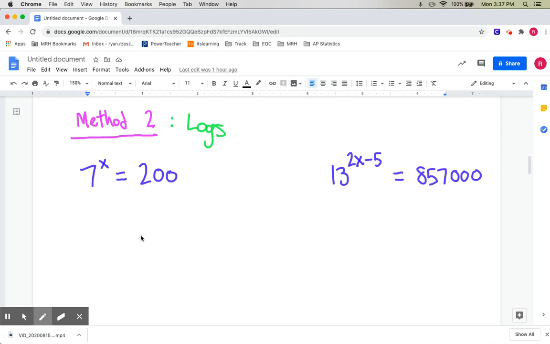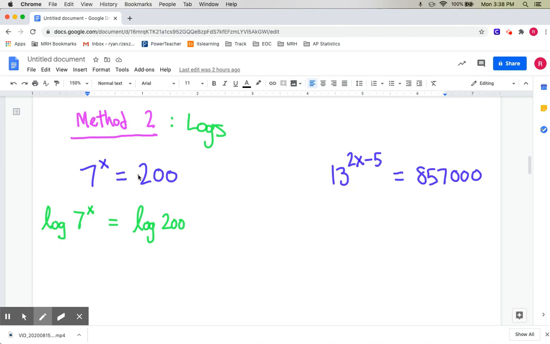Now, we have learned that as long as you do something to both sides of the problem, you're okay. I can add to both sides, subtract, I can do exponents to both sides, I can do radicals to both sides. As long as I'm consistent and do it to both sides, I'm good. Well, I can also choose to take the log of both sides of this problem. So I'm going to take the log of 7 to the x and take the log of 200. I basically throw down a log on this side and on that side.